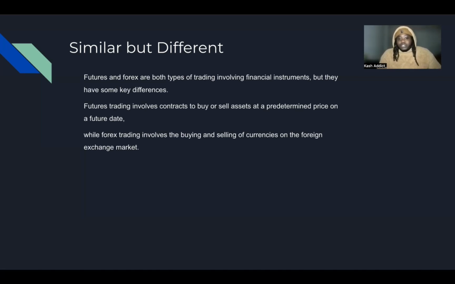So futures is based off contracts, which we're going to get into. It's not like option trading where you can't exit, or you have an expiration date. It's not like that. It's literally just like Forex. We can get in and get out, but it's through contracts.